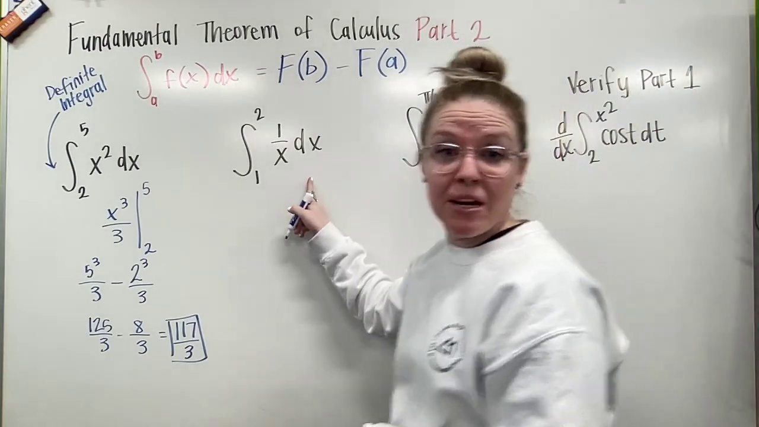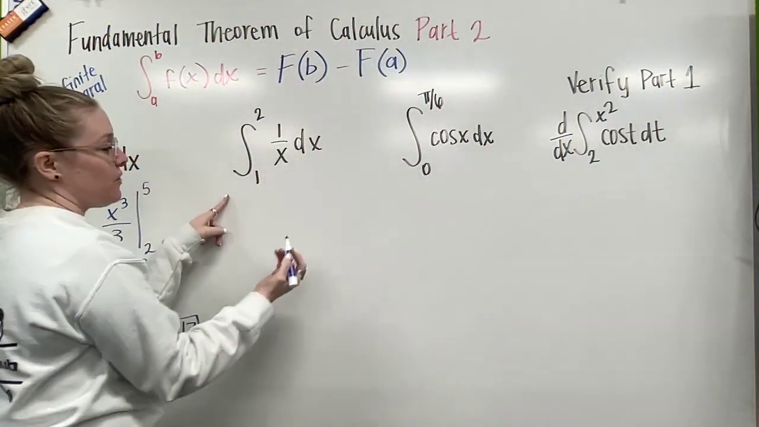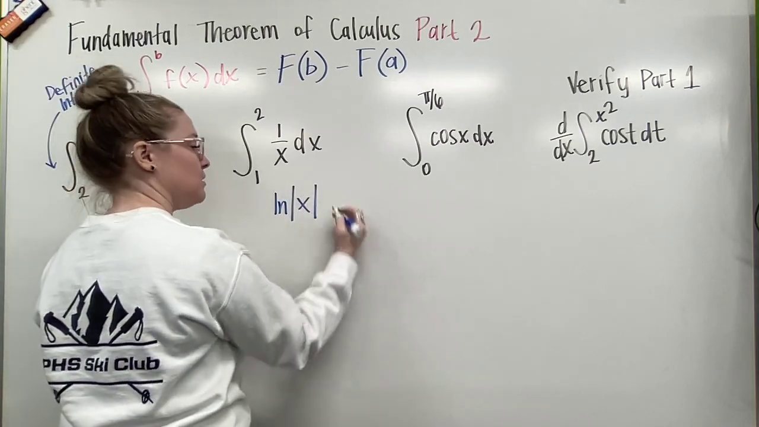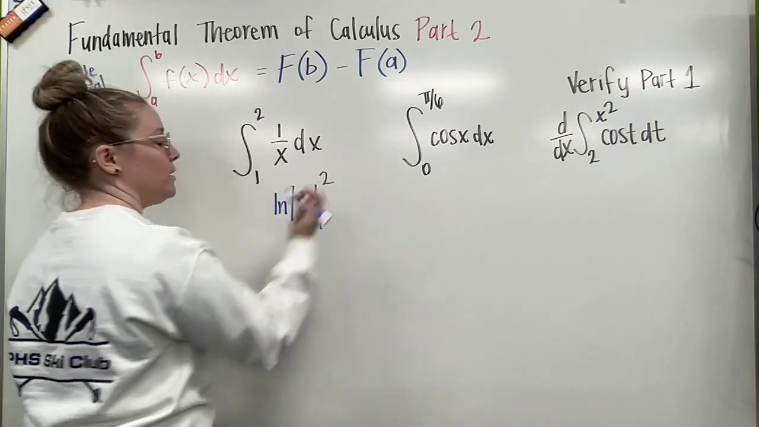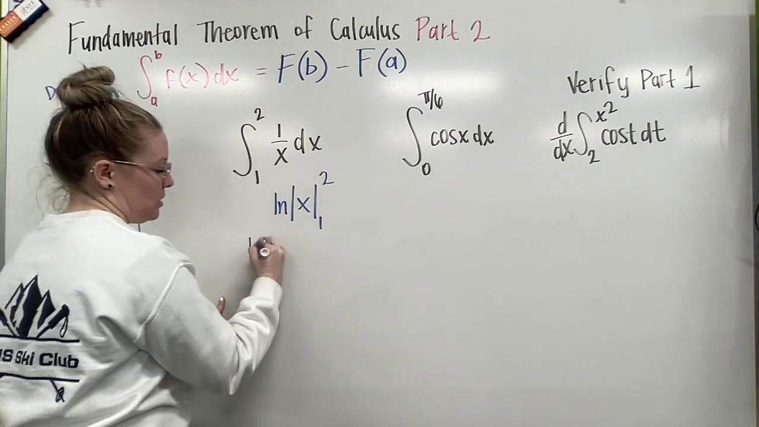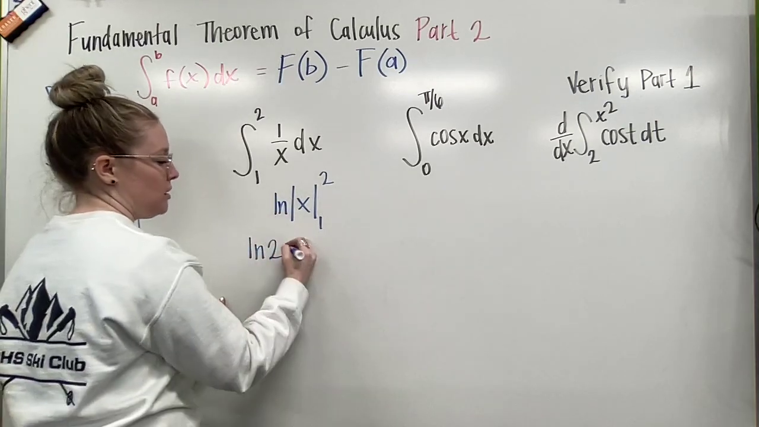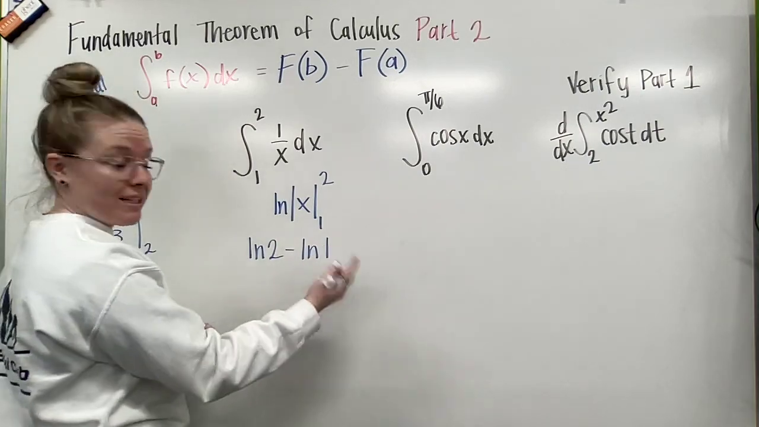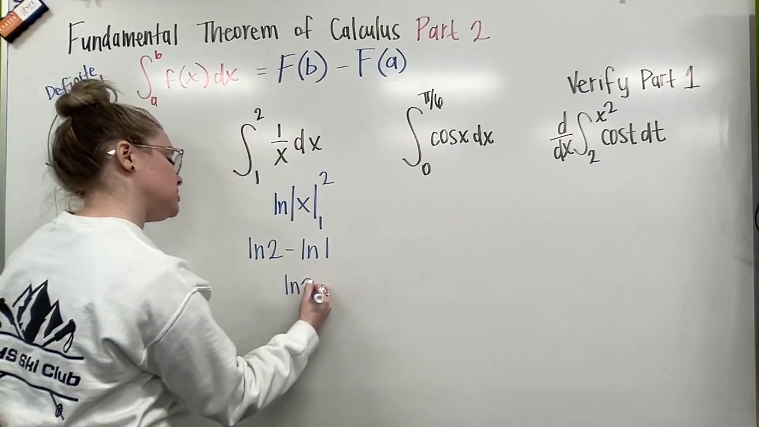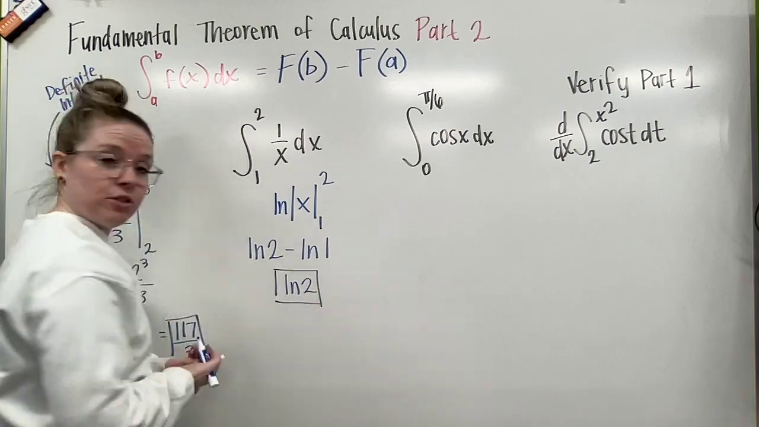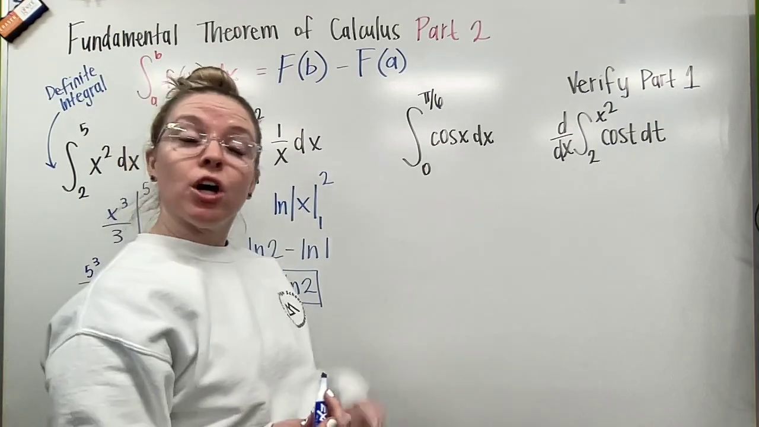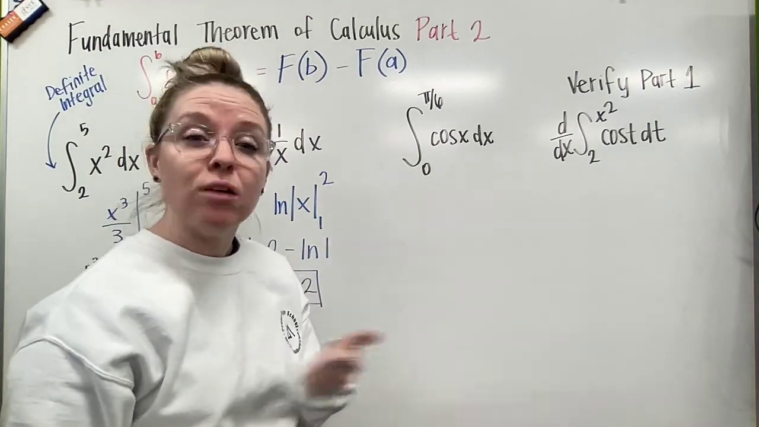Okay, same here. So the antiderivative of 1 over x is the natural log of the absolute value of x, and we're going to evaluate from 1 to 2. So the natural log of 2 minus the natural log of 1. The natural log of 1 is 0, so this is just the natural log of 2. Okay, see if you can try this next one on your own. Push pause, come back, test it out, see how you do.